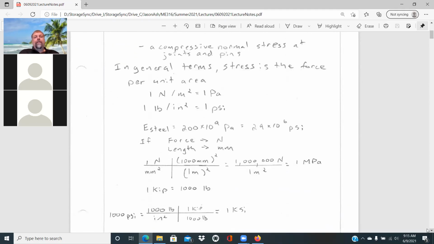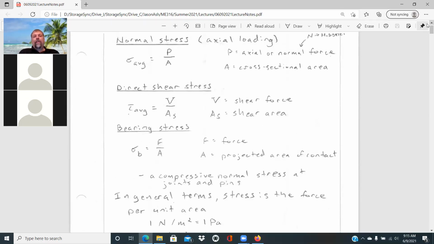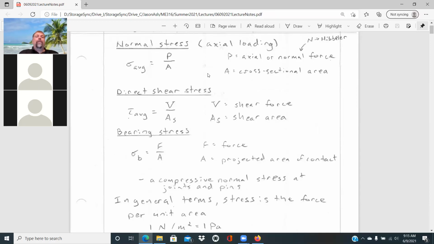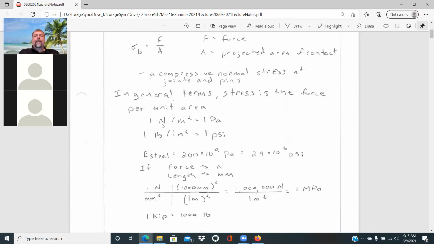So in general terms, stress is a force per unit area. And that's true with all of these. We find all of these are a force per unit area. And if you're using the SI system, the base units are Newton for a force and a meter for the length value. And so the unit of stress then would be 1 Newton per meter squared, looking at a force per unit area. And 1 Newton per meter squared is equal to 1 Pascal.